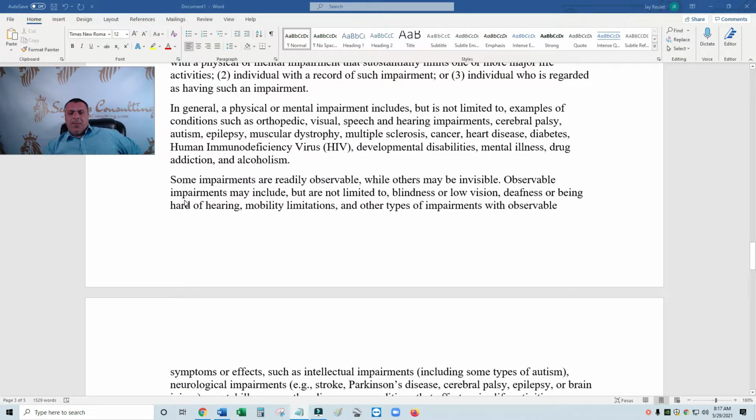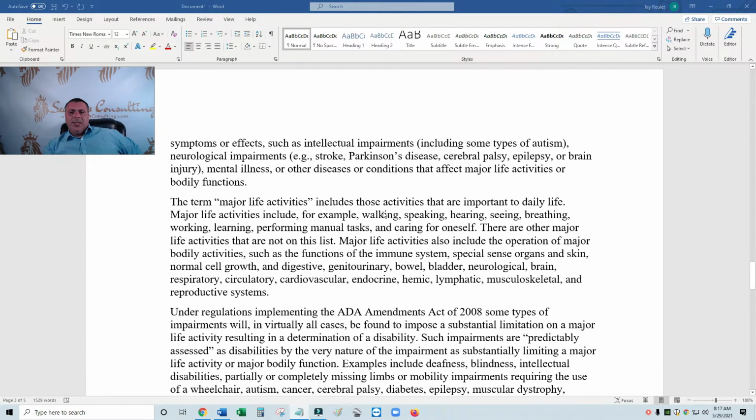Also, they talk about some impairments being readily observable, while others may be invisible. Absolutely. Observable impairments may include, but are not limited to, blindness, low vision, deafness, or being hard of hearing, mobility limitations, and other types of impairments which are observable. Symptoms or effects such as intellectual impairments, including some types of autism, neurological impairments, e.g., stroke, Parkinson's disease, cerebral palsy, epilepsy, brain injury, mental illness, or other diseases or conditions that may affect major life activities or bodily functions. Notice the word major life activities or bodily functions.